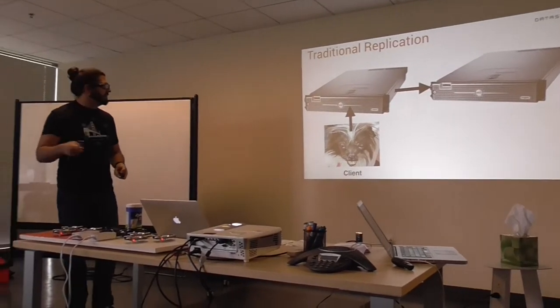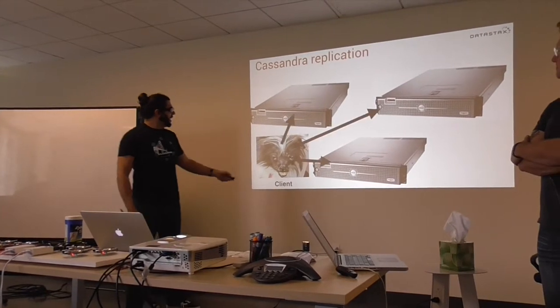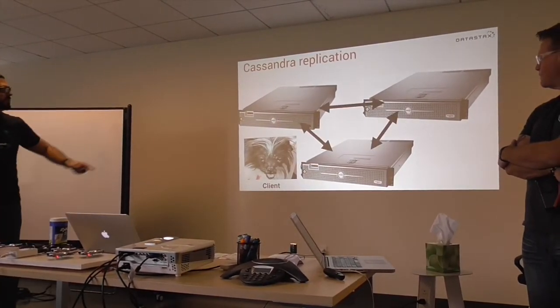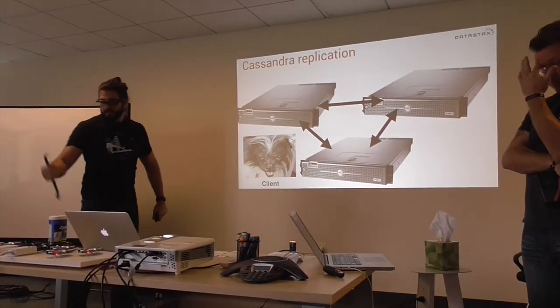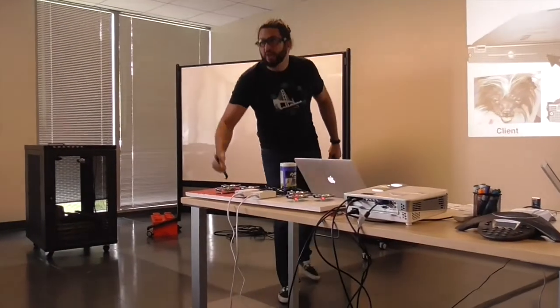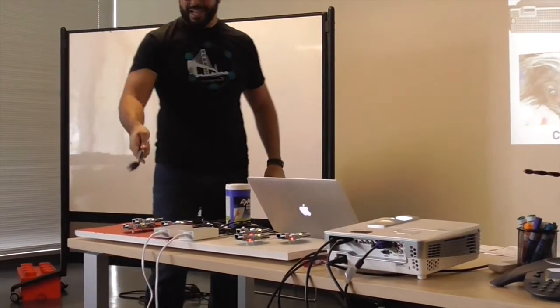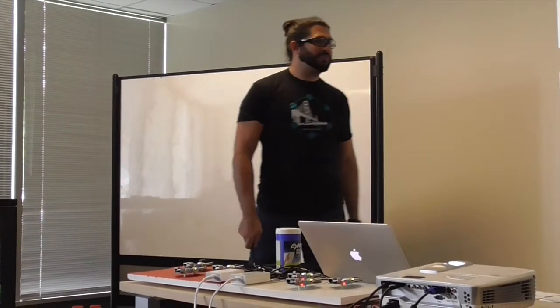So how does Cassandra handle this? Cassandra replication works a little bit differently. You can write to any of these machines, and then they will replicate data throughout. So any one of these can go down. We're totally fine if we have any single node here fail. It does not matter. Still green.